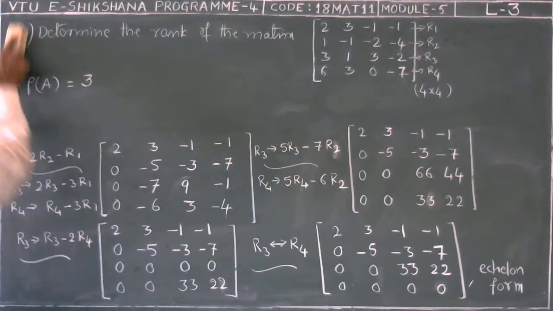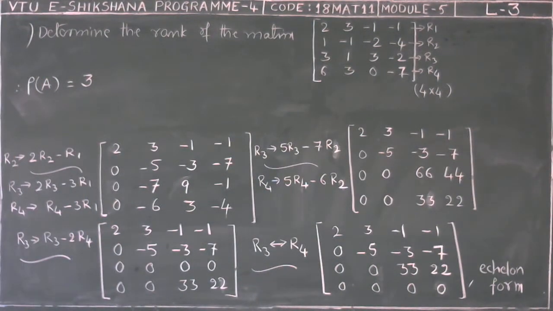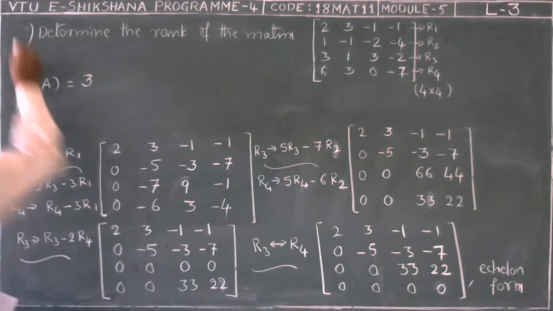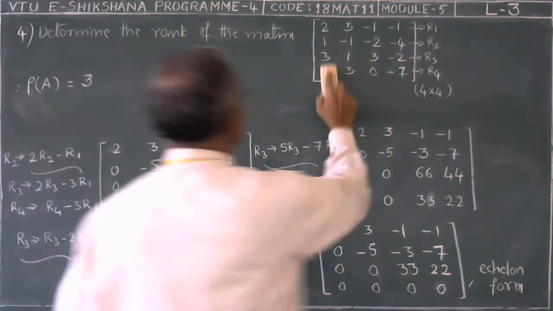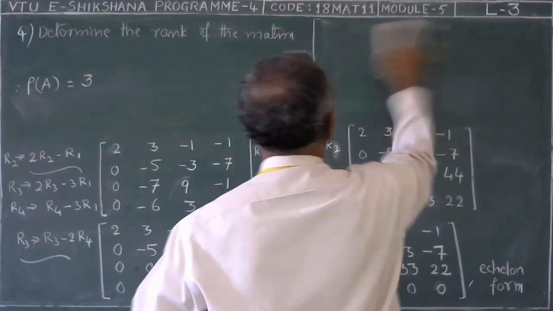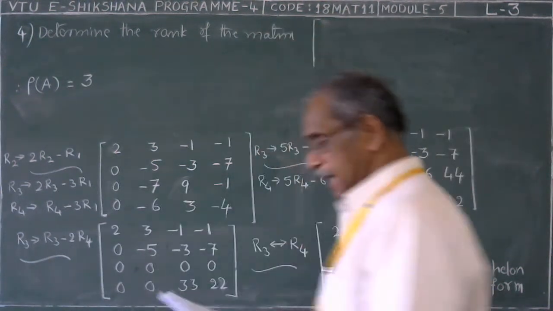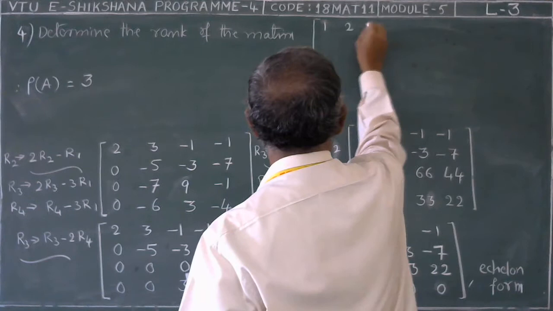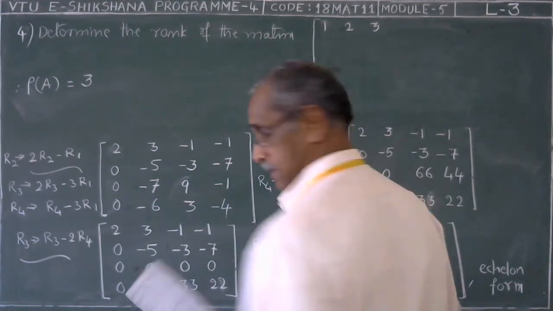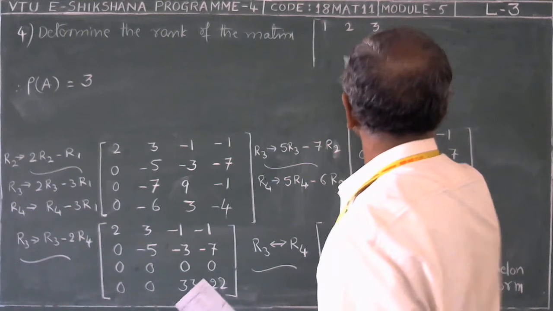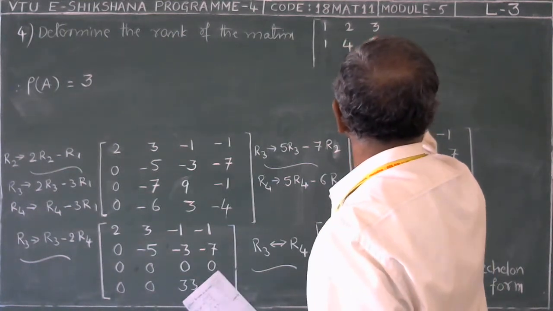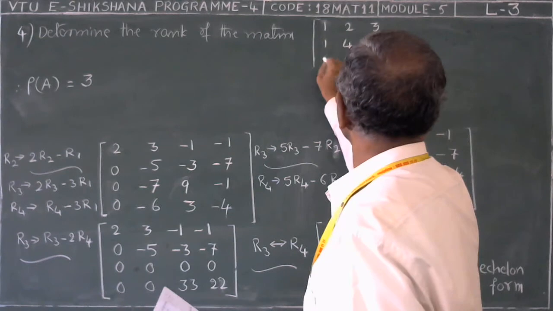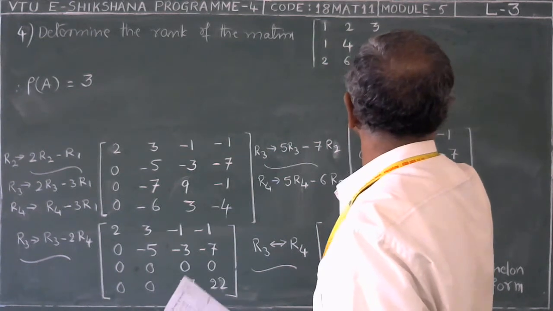So let me consider another example. The rank of the matrix, a 3 by 3 matrix: 1, 2, 3; 1, 4, 2; 2, 6, 5.